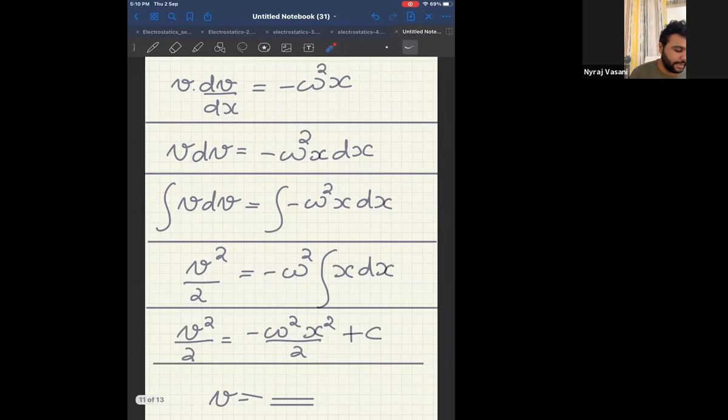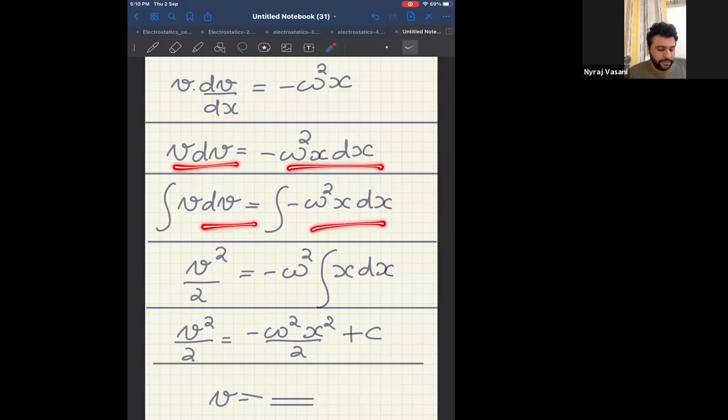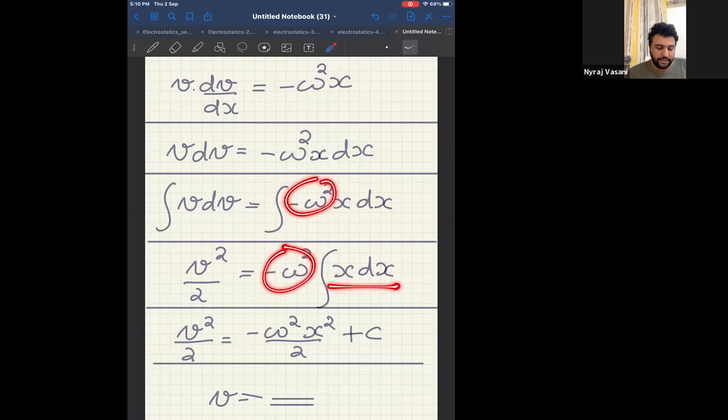Now, can I say I can equate these two? Therefore, can I say v into dv by dx is equal to minus omega square x. So what I will do is I'll keep v terms on one side and x terms on the other side. Now, since v has a differentiation sign, the best way to remove differentiation is by integration. So I'll integrate both, and integration of v dv is v square by 2, and integration of minus omega square x dx is, omega square constant, integration of x dx is x square by 2 plus c.